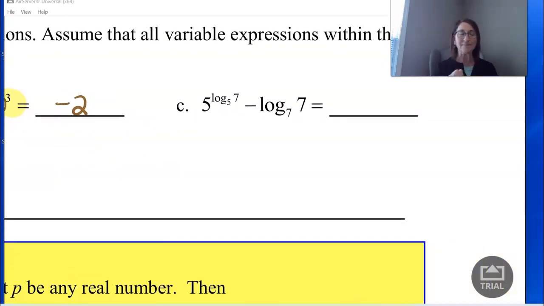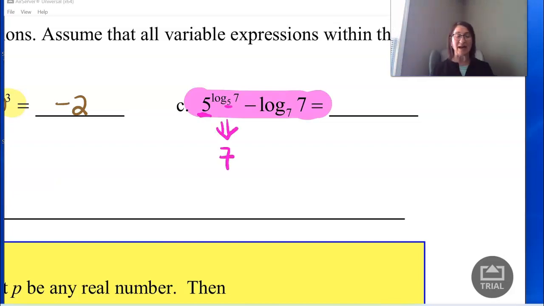Let's look at C. For this one, it's in exponential form, but the base of my exponent and the base of my log are the same. And so this is equal to 7 minus, where the base of my log and my argument are the same, so that is equal to 1. 7 minus 1 is 6. Okay?